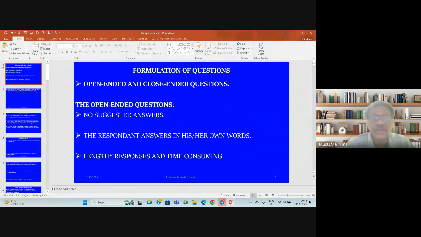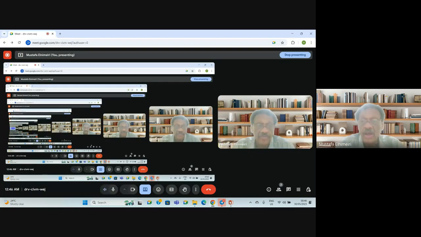We start with that. We have two types of questions: open-ended questions and closed-ended questions. The open-ended questions usually have no suggested answers, there are no options, and the respondent answers in his or her own words. Thus, this can result in lengthy responses, and filling in the questionnaire is time consuming because the respondent needs to read the question and write down the answer in the designed space.